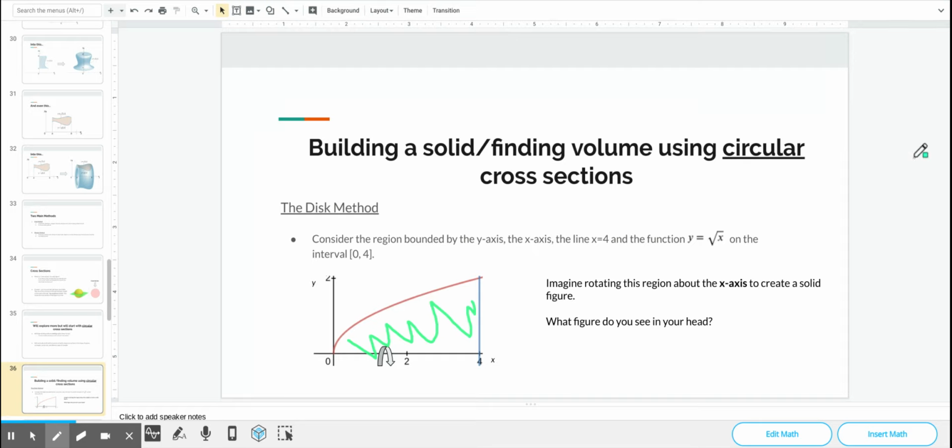So now, again, visualization. Before we actually look at the object, what object do you see? If you were to rotate that region about the x-axis, what solid figure would it create? What do you see in your head? Do you see maybe a cup that's solid, so you can't fill it with anything, but it's just the shape of a cup that's completely solid? Maybe it's like a bullet shape, something of that sort. What figure do you see?